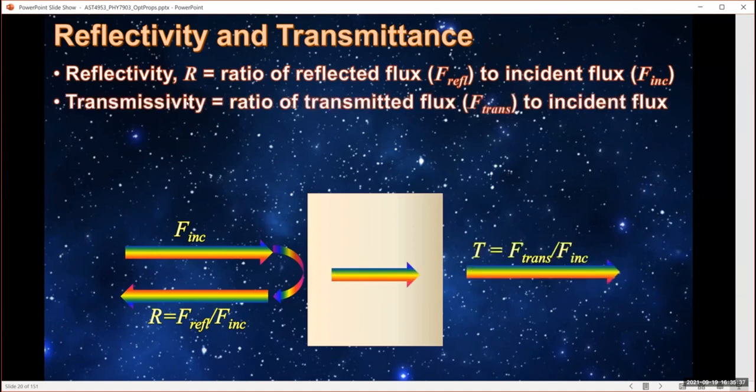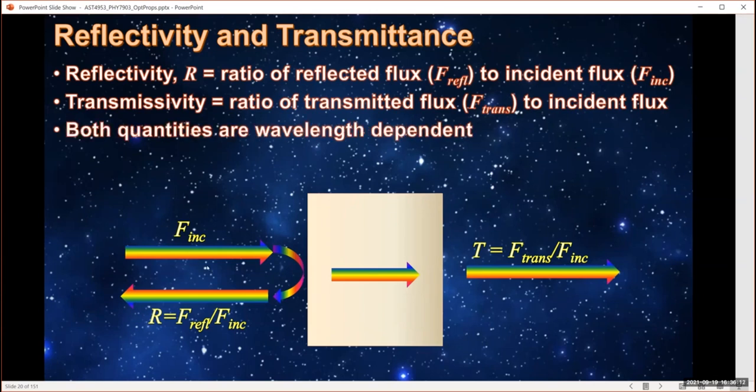Similarly, transmissivity has to do with the amount of light that is transmitted through, that makes it all the way through the material. So now I've had my incident light hit here. Some of it has gone into the material, propagated through and come out the other side. When we measure the light that comes out the other side, we find it has a transmitted flux, F trans. Our transmissivity, T, is F trans, the transmitted flux, divided by F inc, the incident flux.